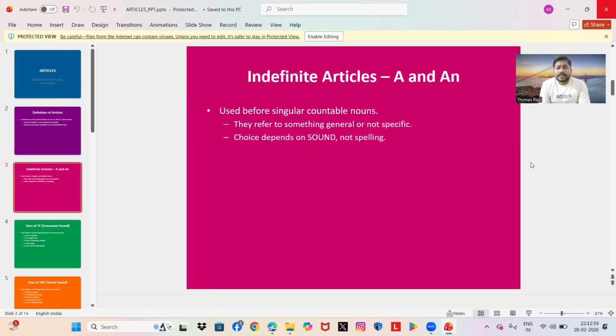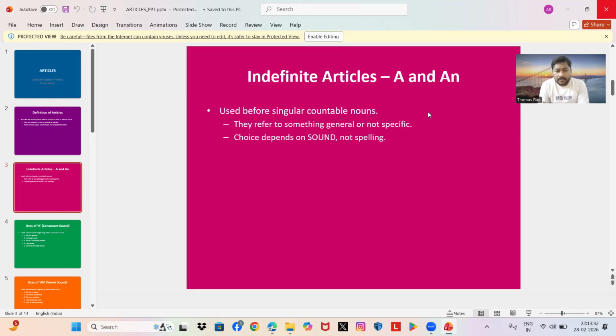Let us see first indefinite articles. A and an are known as indefinite articles. These indefinite articles are used before singular countable nouns. Where do we use indefinite articles? Before singular countable nouns only, not before plural nouns. They refer to something general or not specific.